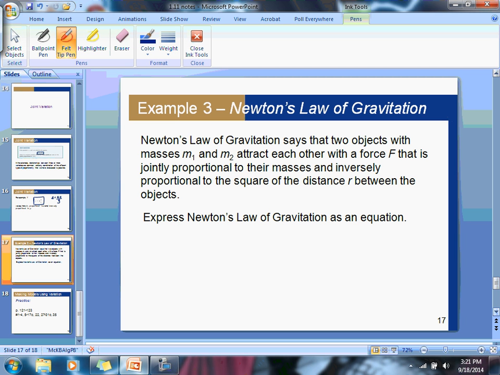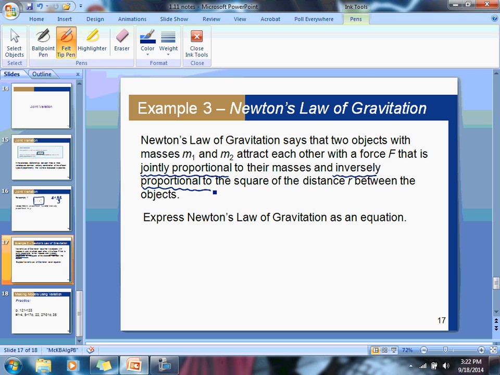Okay, so example 3, let's figure out what type of joint variation we have going on here. Newton's law of gravitation says that two objects with masses m1 and m2 attract each other with a force that is jointly proportional. Okay, there's my key vocabulary. To their masses. And inversely proportional to the square of the distance between the objects. Express Newton's law of gravitation as an equation. Okay, so basically they want us to take this statement up above and write it as an equation.